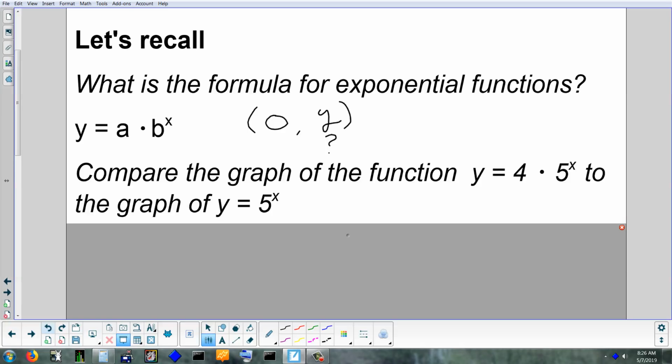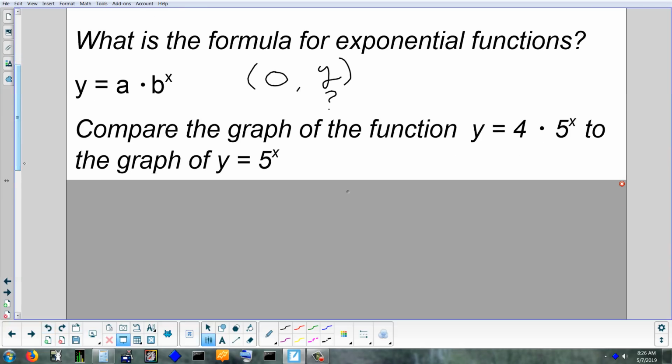5 to the x. And I know some people that were with me this morning, you had a hard time with this. But look, you've got two things that are the same, the 5 to the x. There's only one thing that's different. So how would you write the answer to that? Compare the two graphs. Told you guys exactly what to write.